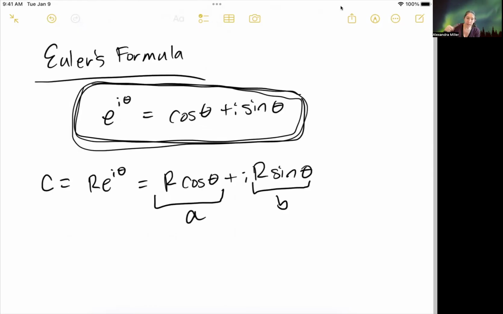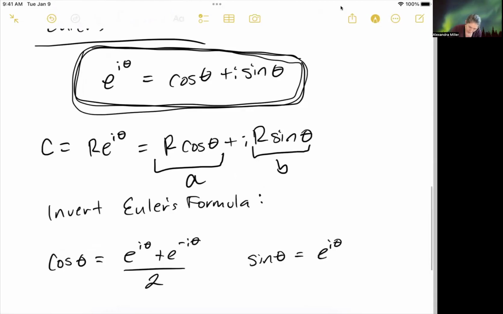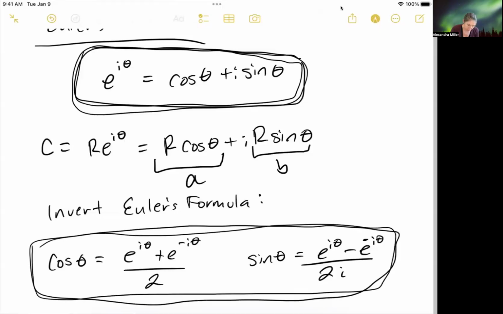Sometimes it will also be useful to think in the other direction, so we can invert Euler's formula and find that cosine theta equals e to the i theta plus e to the minus i theta, over 2. And sine theta is e to the i theta minus e to the minus i theta, divided by 2i. So you can invert that formula to find these two expressions, which are going to be incredibly useful identities. So I should also box these a bunch of times.